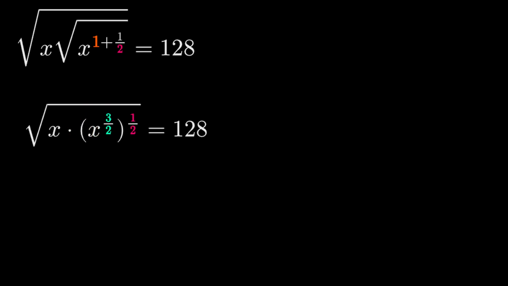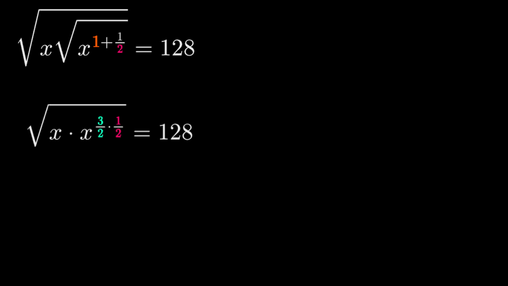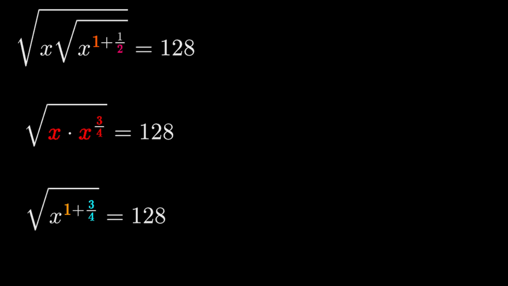Now write this radical as a fractional exponent. We know if you raise a base with an exponent to another exponent, we can just multiply the exponents. After doing so, we got this. Now we can multiply this with x, then we need to add the exponents. After adding, we got this. Now convert our last root into a fractional exponent, and we will also multiply this one, and got this. x to the power of 7/8 equals 128.